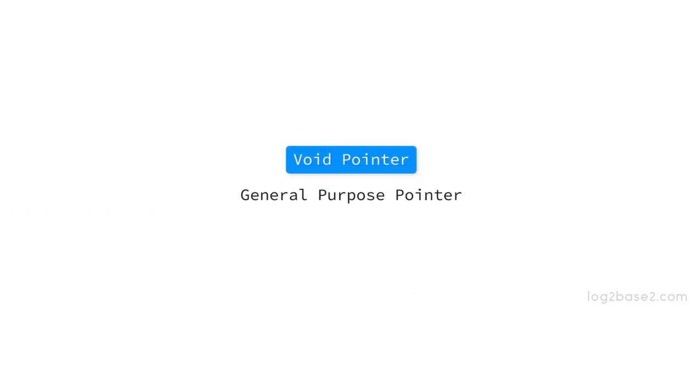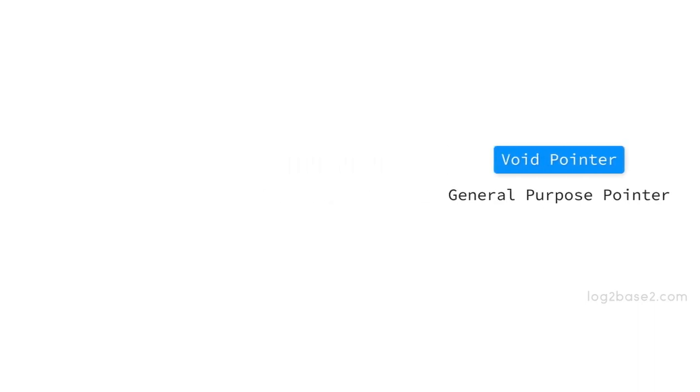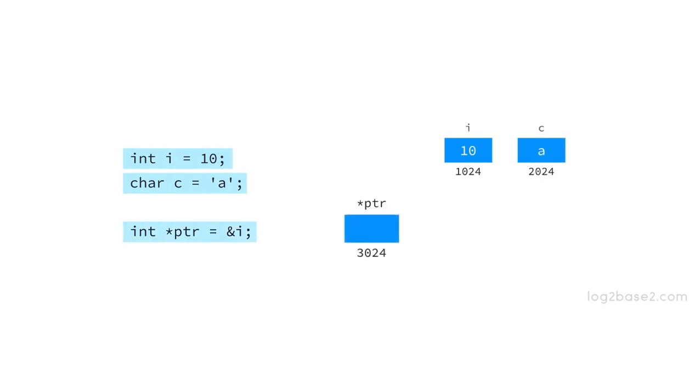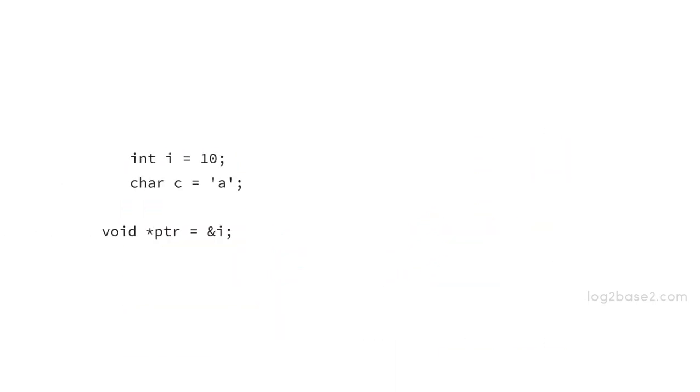A normal pointer can store the address of its own data type variable, or we can say it can point to a variable of its own data type. An integer pointer can point to an integer variable. A character pointer can point to a character variable. An integer pointer cannot point to a variable of another data type. That is, normal pointers can't point to the address of a different data type. But a void pointer can point to any variable.